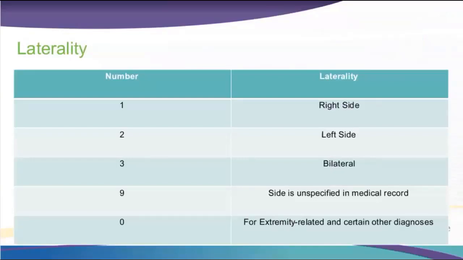We also have laterality in ICD-10. It's very important that we assign laterality. So the 1 in an ICD-10 usually means it's the right side, 2 means it's the left side, 3 will be bilateral. You have 9, so the side is unspecified in the medical record, and sometimes you have a 0 for extremity-related or other diagnoses.